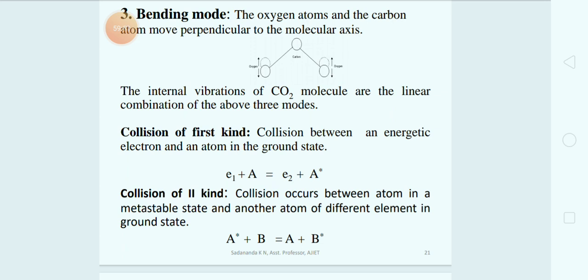The condition is that there are two dissimilar atoms, one in the ground state, another in the metastable state. When this ground state atom goes to the higher energy state, the metastable state energy and the higher energy state must be of the same order, then only the transition is possible. And this will help to understand the construction and working of the carbon dioxide laser.